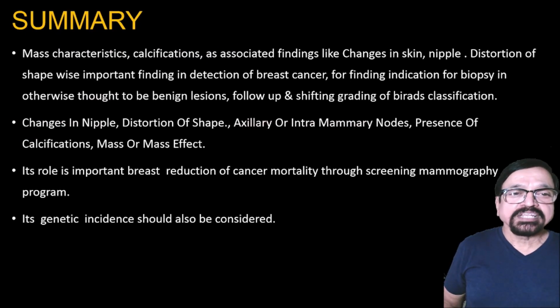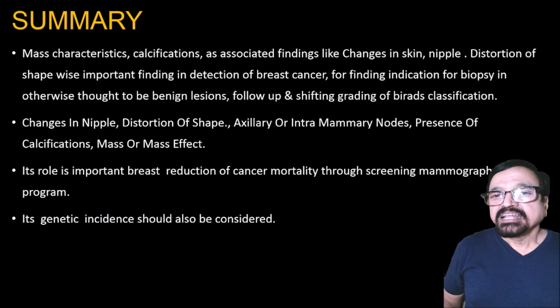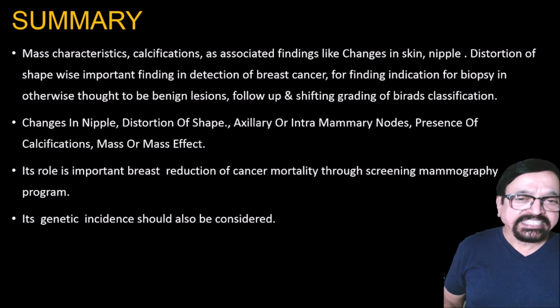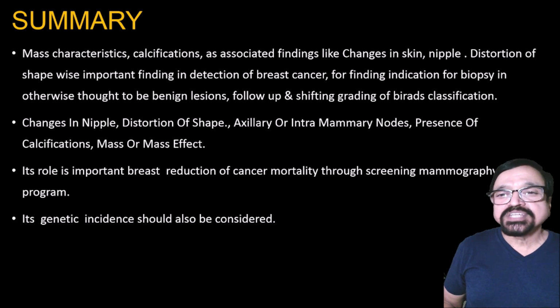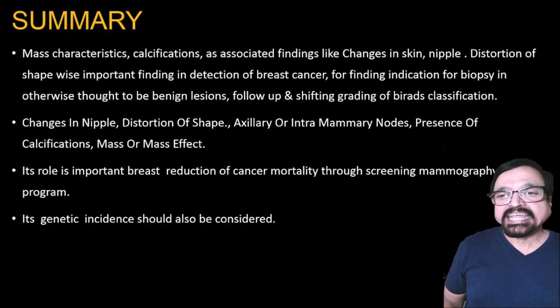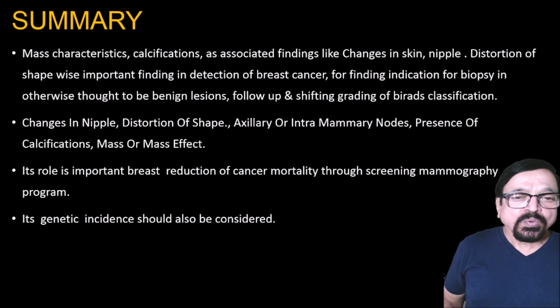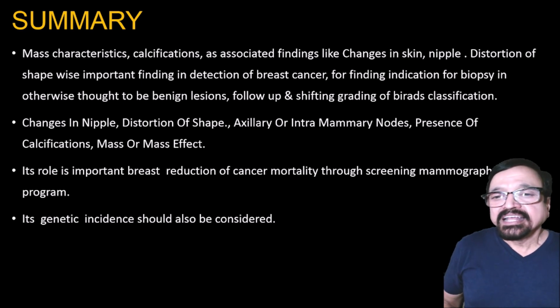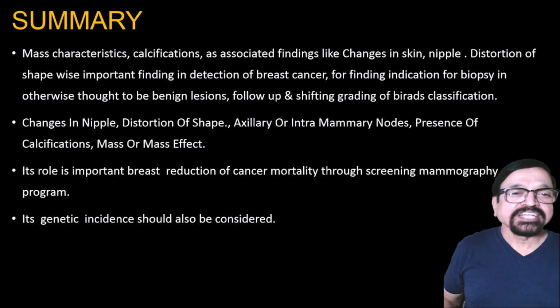Now we will come to the summary. It is extremely important to know the characteristics of a mass. Mass characteristics, calcification and associated findings like changes in the skin, nipple, distortion of the shape are important findings in detection of breast cancer, for finding indication for biopsy in an otherwise thought-to-be benign lesion. Follow-up and shifting grading of the BI-RADS classification are some of the basic aims of this study.